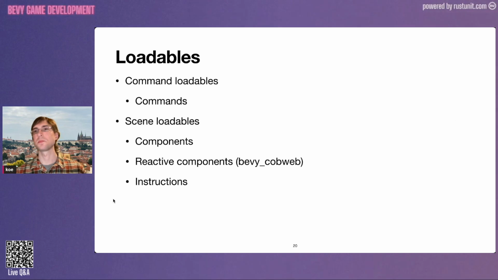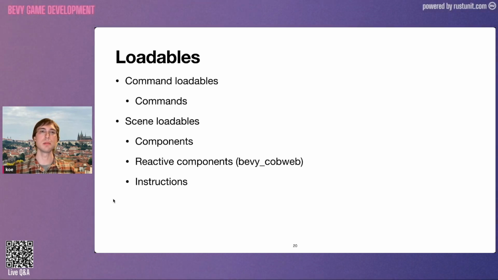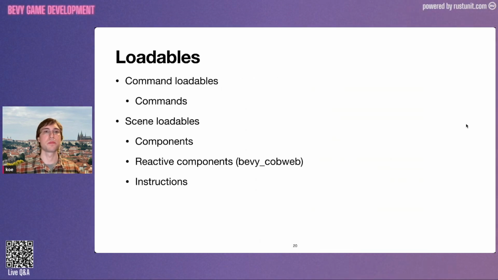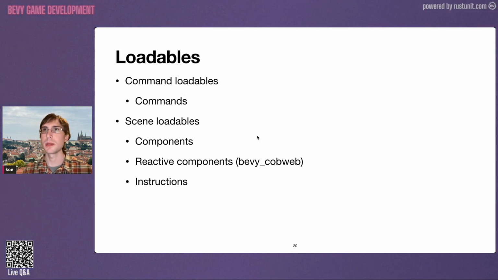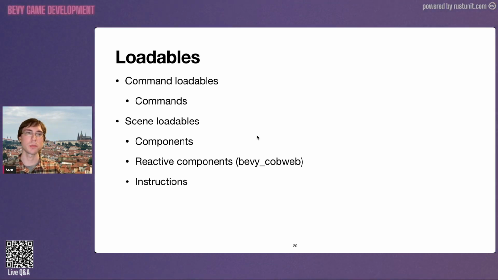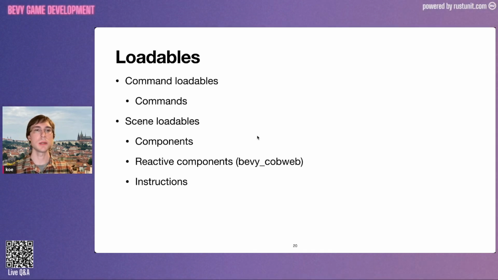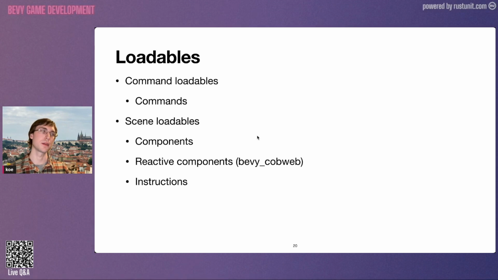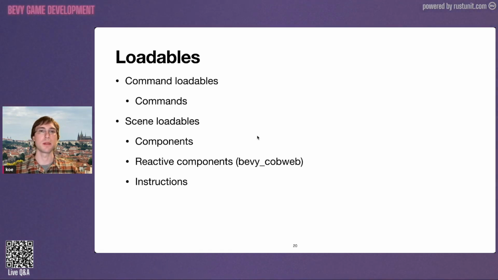All right, I've mentioned this before, but loadables are all of the blue items in the scene. So these are all loadables here. Each one is a loadable. So command loadables and scene loadables are implemented similarly, but command loadables, of course, implement command. And scene loadables, there's three types. There's regular Bevy components. There's reactive components from my other library, Bevy Cobweb, which I'll note is a fairly minimal dependency within this crate. The interfaces with Bevy Cobweb are fairly minimal, if that concerns anyone.